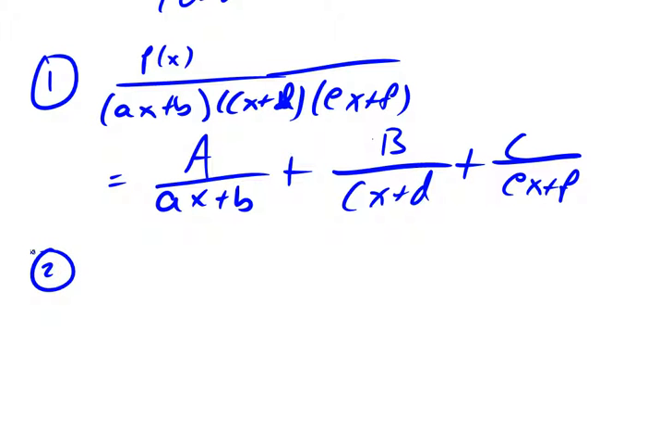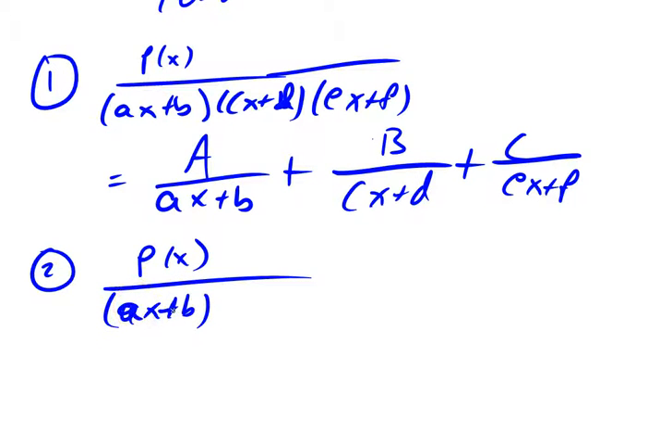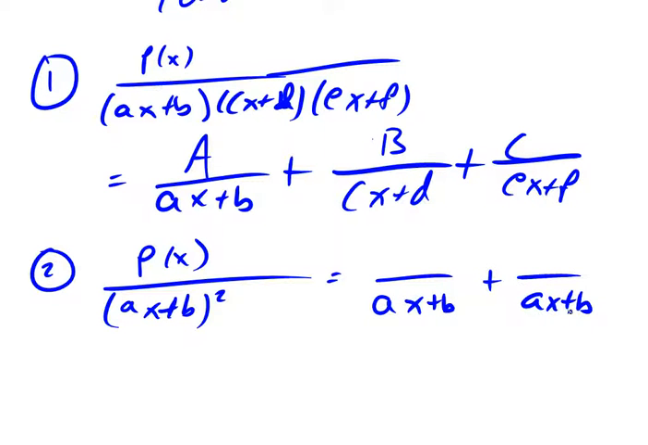Two, if you've got some factors that are the same. So for instance, if you had p of x over ax plus b squared, it doesn't make much sense to split it up that way, because if I need a common denominator between those two, it is just one of them. I already have a common denominator. So what we do is we square one of those, and then we give constants on the top.